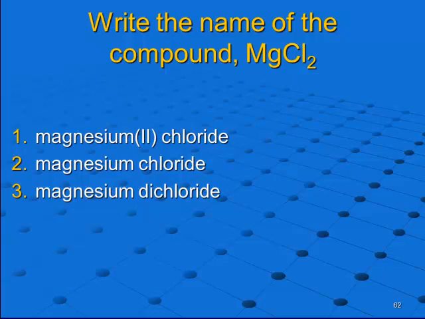You don't say magnesium dichloride. You don't say magnesium 2 chloride because it's a representative metal. We know the charge is 2+. We know the charge on chloride from its position on the periodic table is 1-, so we just say magnesium chloride as our example.